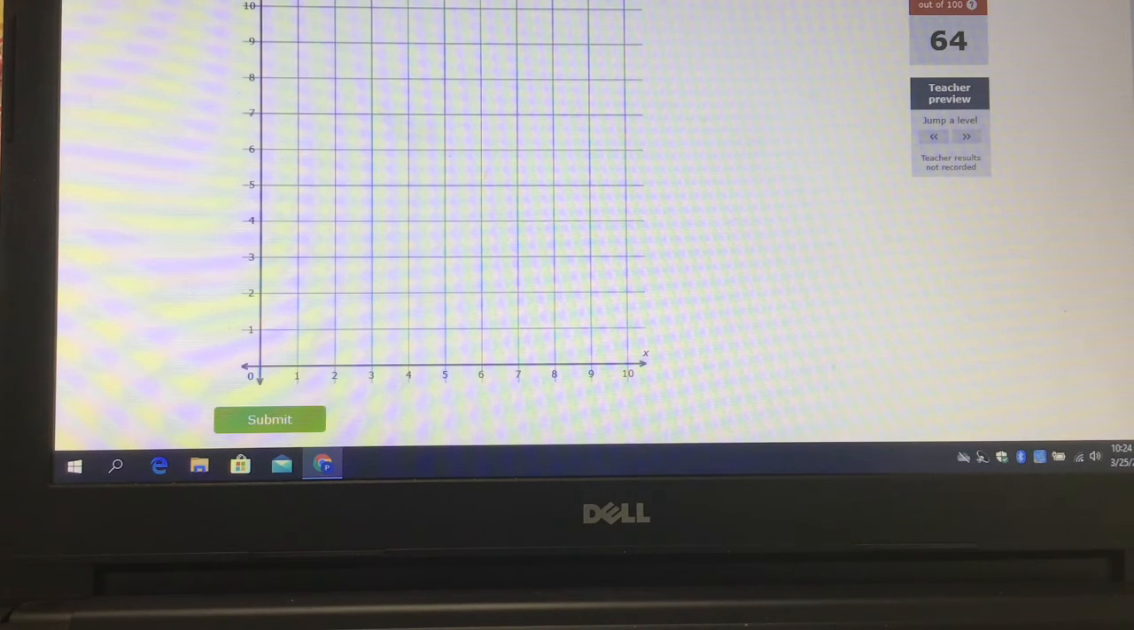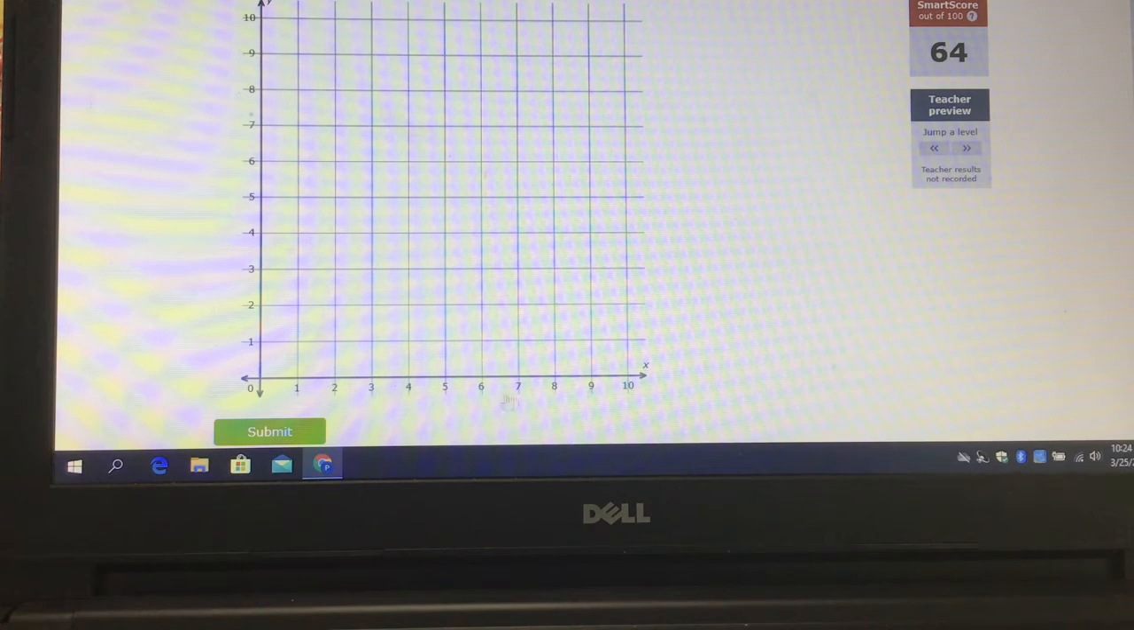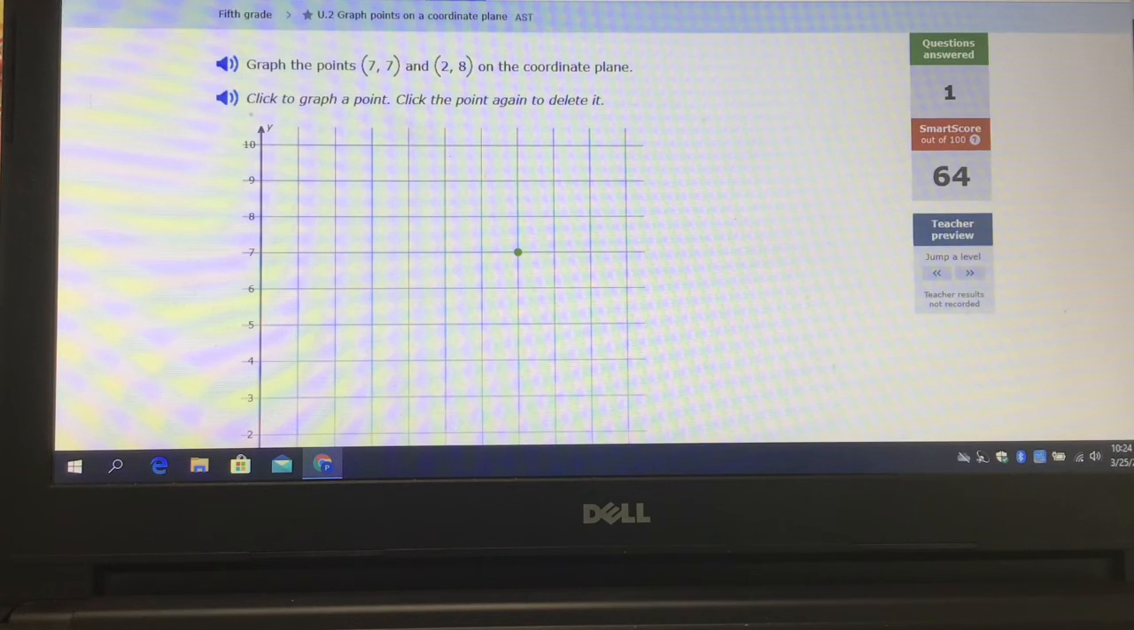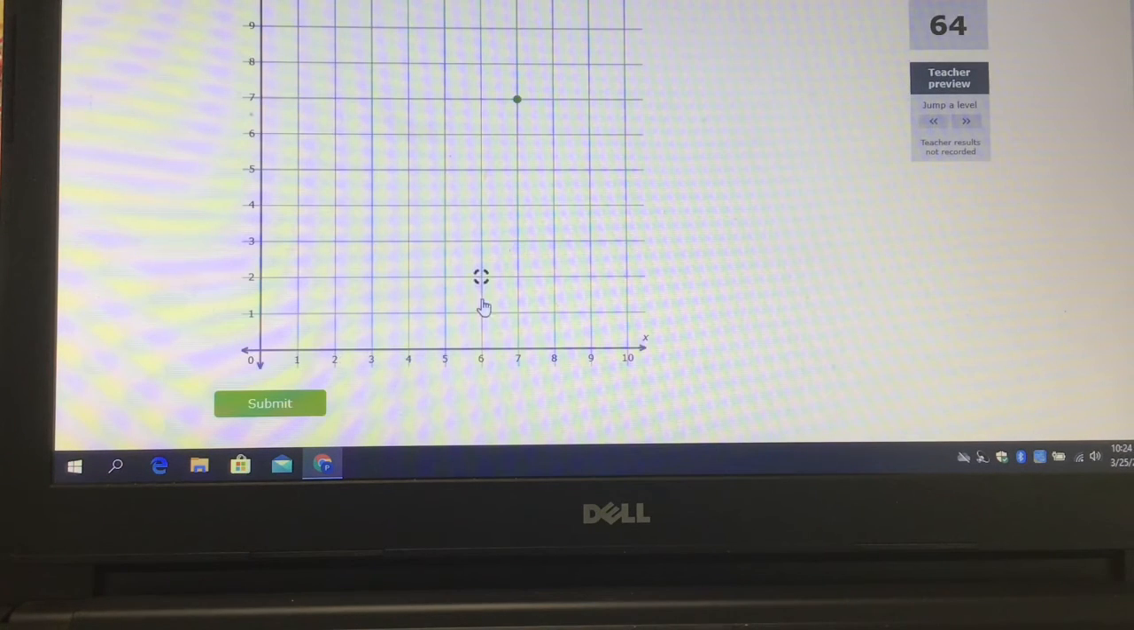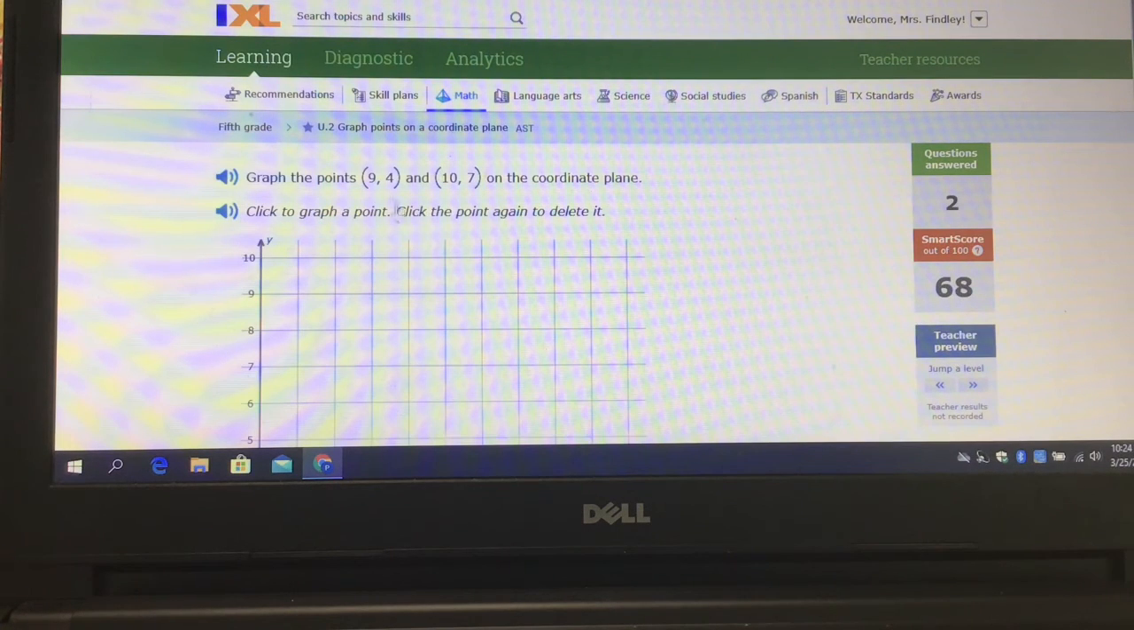Okay, so the first one we needed to do was 7, 7. So I'm going to do 7, 7. The X was 7 and the Y was 7. Drop the point. The next one that we had to do was 2, 8. Okay, so here's the 2 of X, 2, and Y of 8. Okay, and then we click submit. All right, so you can see they're just going to continue to give you 2 points that you need to plot on the coordinate plane.